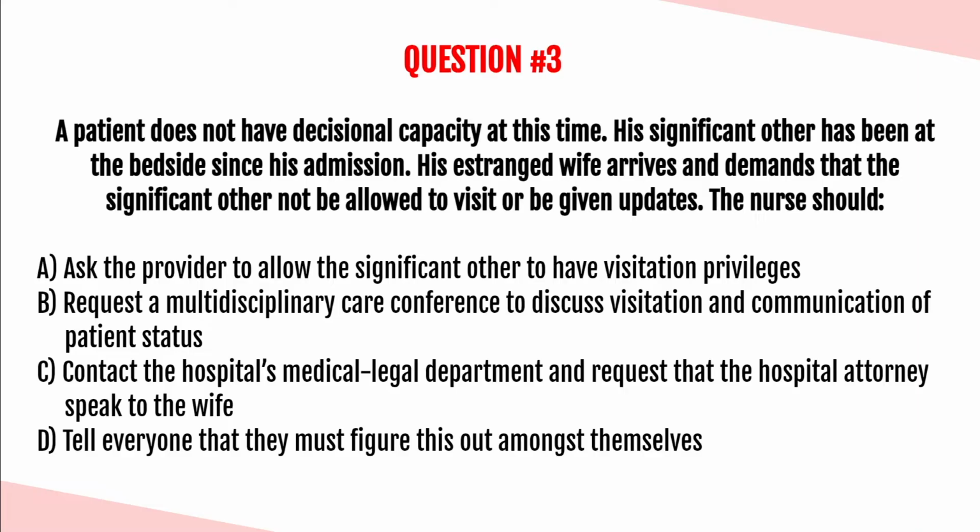And the answer here is B. Request a multidisciplinary care conference to discuss visitation and communication of patient status. This question wants to ensure that you are providing care that is consistent with caring practices, advocating for the best interests of the patient, especially if he does not have decisional capacity at this time, and exhibiting high levels of moral agency. It also wants to make sure that as a CCRN nurse, you are taking initiative and not just letting someone else handle the situation without being involved.